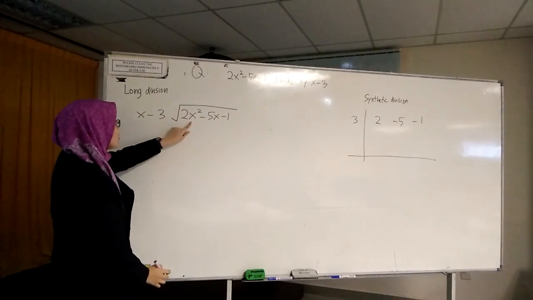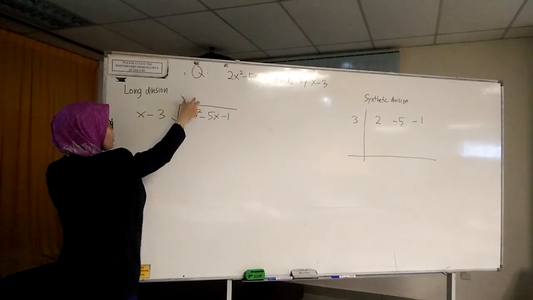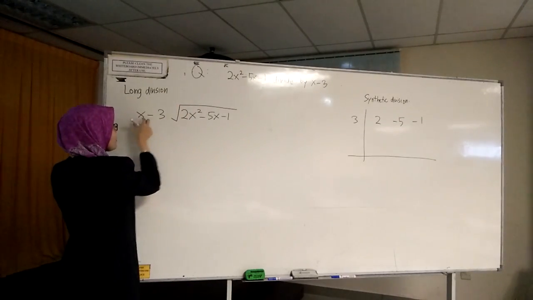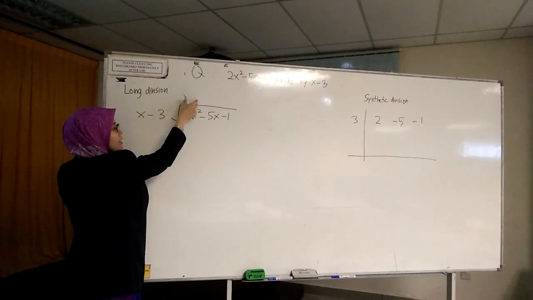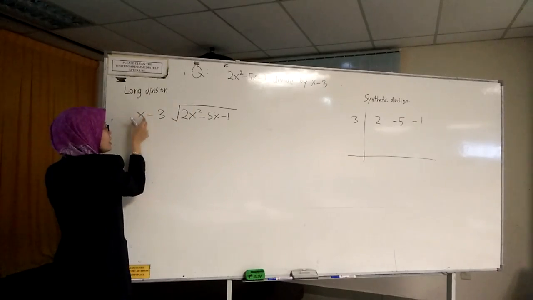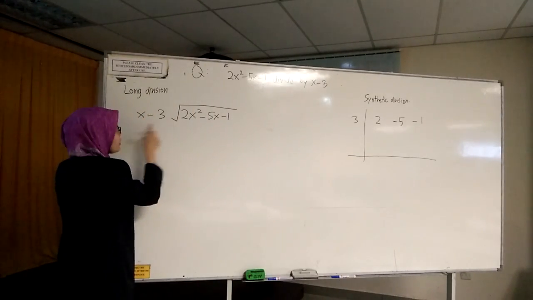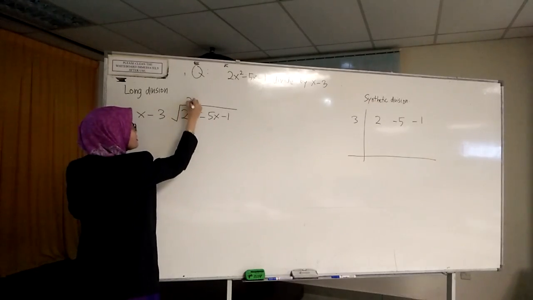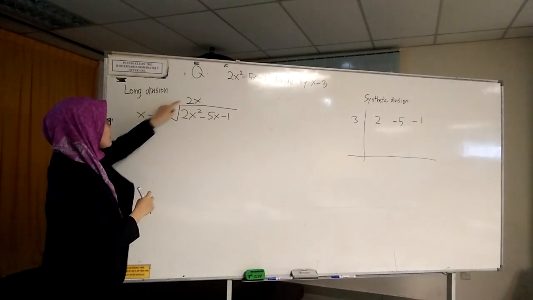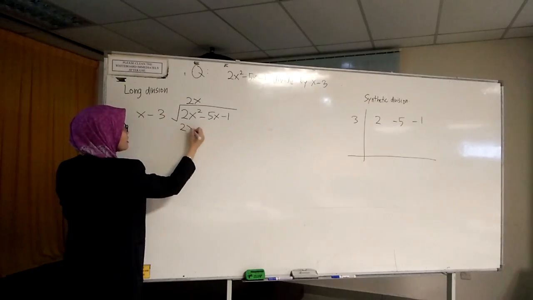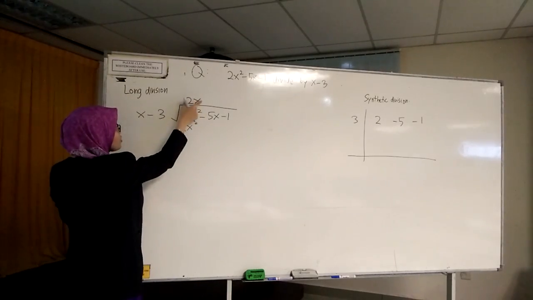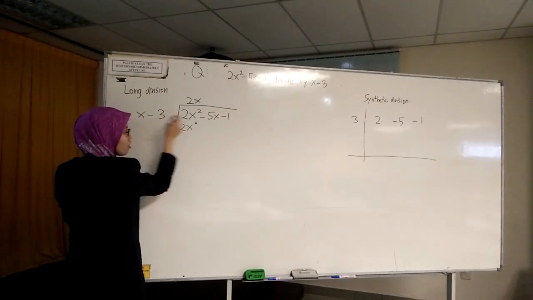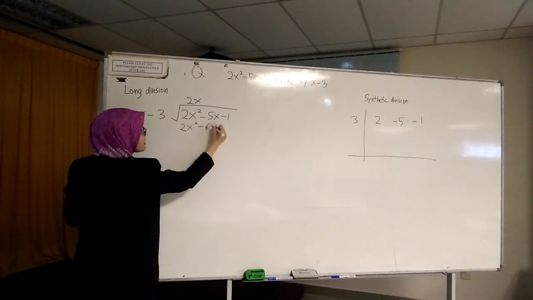First kali 2x squared. What we multiply? Okay, what is the number here? We multiply this, we get 2x squared. I repeat, what is the number here? When we multiply this number with this, we get 2x squared. So here we have x. So of course, here is 2x. 2x multiply x, we get 2x squared. Okay. The same thing, 2x. Because you multiply this, you also need to multiply this. 2x times negative 3, you got negative 6x.